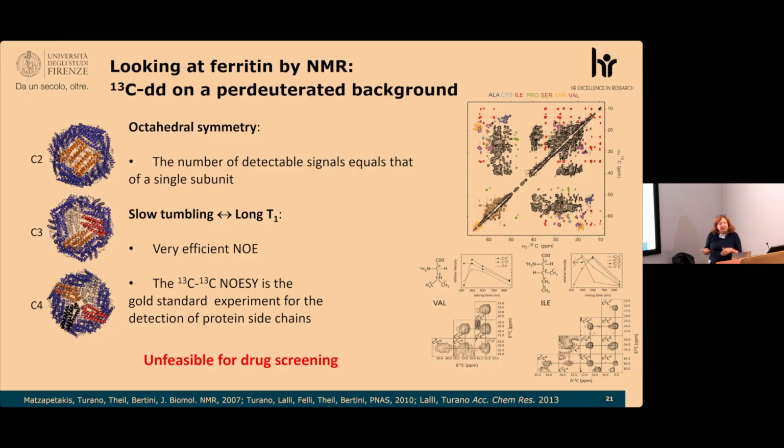But if we want to screen our drugs, which are many drugs, under different conditions, especially if we want to look at the cell lysates, this is unfeasible. Also because everything in solution was working using perdeuterated protein, so at least 90% deuterated ferritin, which means very, very expensive samples.